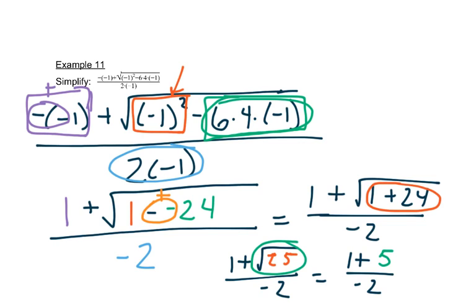And now we're going to finish this top part. 1 plus 5 is 6 over negative 2. And 6 divided by negative 2 is negative 3. So my answer here is negative 3.